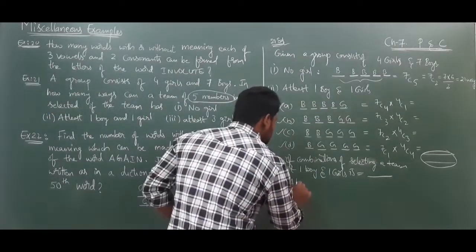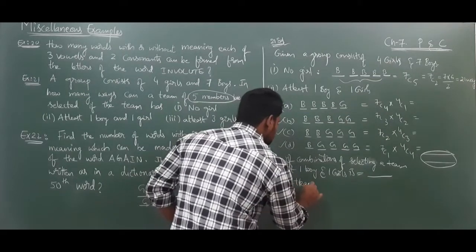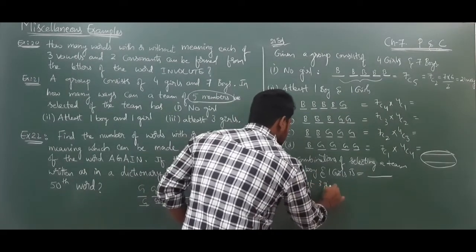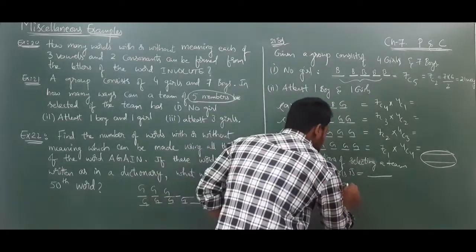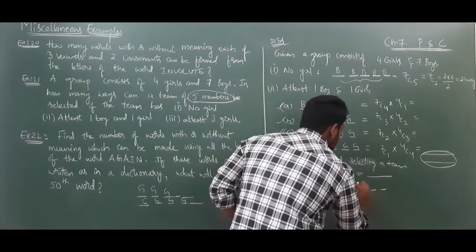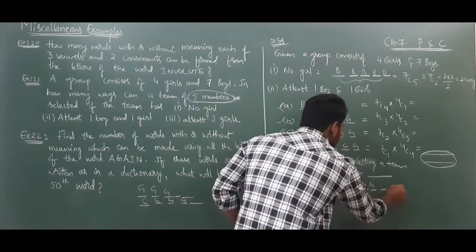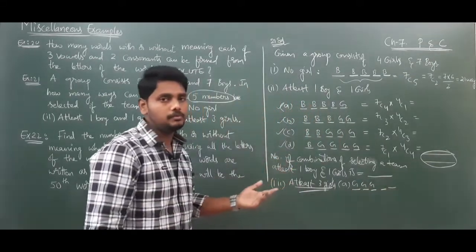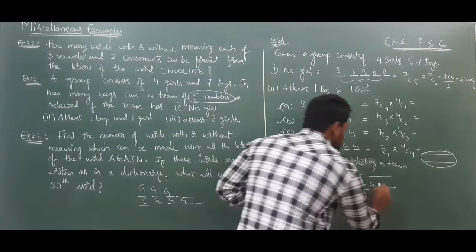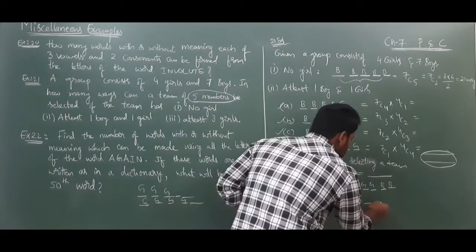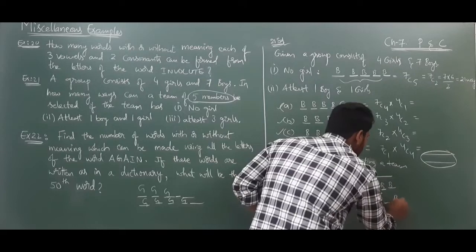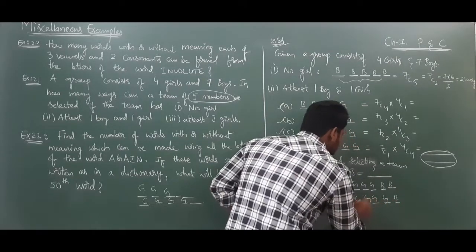So at least 3 girls means either 3 or more. So here there are 2 cases. One is 3 girls. If 3 girls, then the next 2 will be boys, so these 2 should be boys. Or another case is 4 girls and 1 boy. This is also another case.